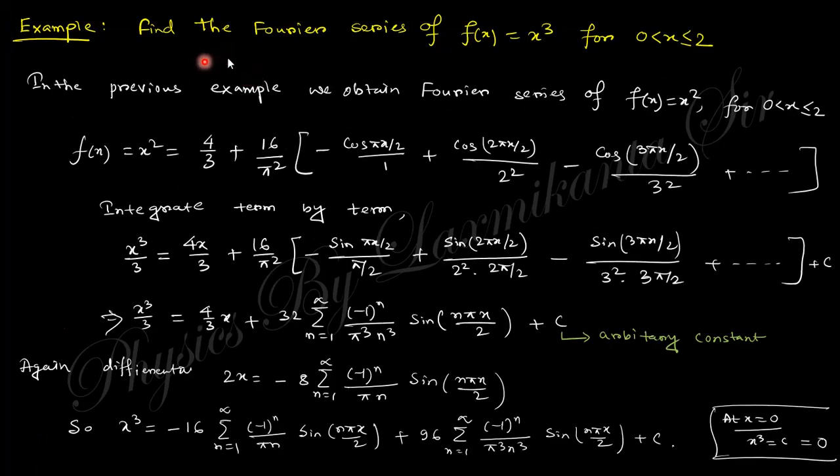Take an example: find the Fourier series of this function f of x equal to x cube. We already discussed f of x equal to x square. So using the previous solution, you can find f of x equal to x cube. Since the series for f of x equal to x square is like that, we just use the previous solution. If you integrate it, you will get these things, and this can be the solution. This solution will be like that.